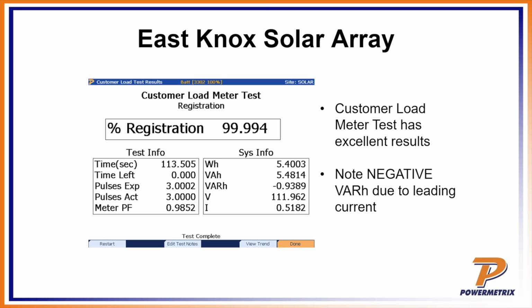So if we go and we run a meter registration test, what we find is that, hey, this test looks really good. This meter is working just near perfect, 99.99%. You will note that the VARs are negative. Once again, that's indicative that there's some VARs being put back on the grid, but that's okay.